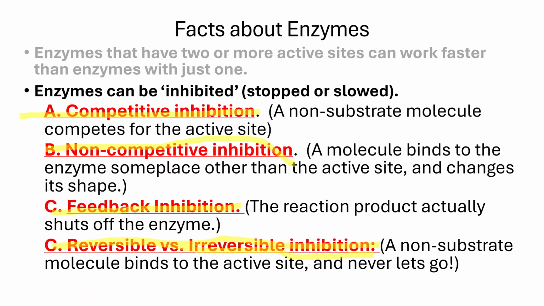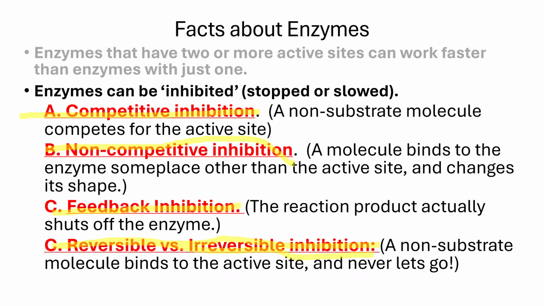And then in irreversible inhibition, you have a particularly nasty inhibitor that either binds to the active site or binds somewhere else on the molecule and changes the shape, and it never comes off. It never comes off. So essentially it has deactivated, permanently turned off the enzyme.